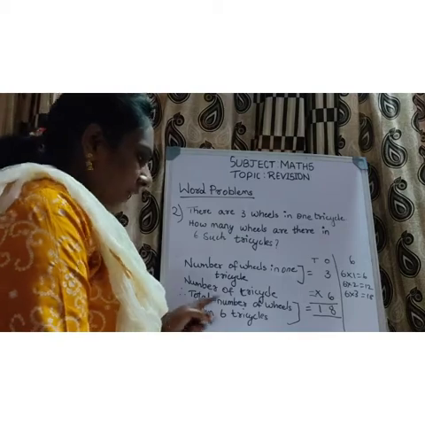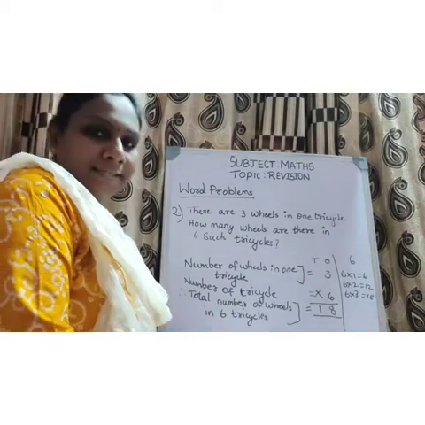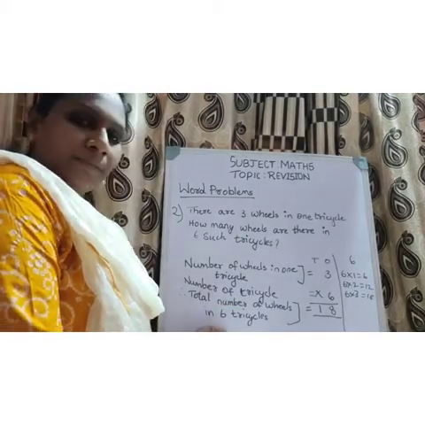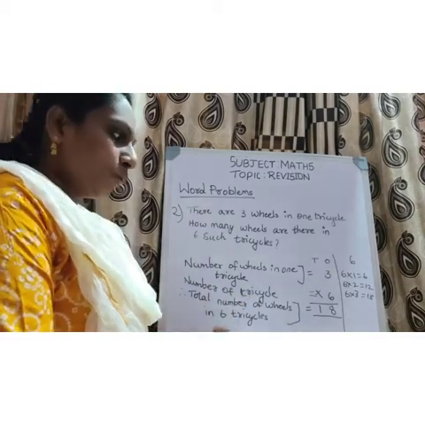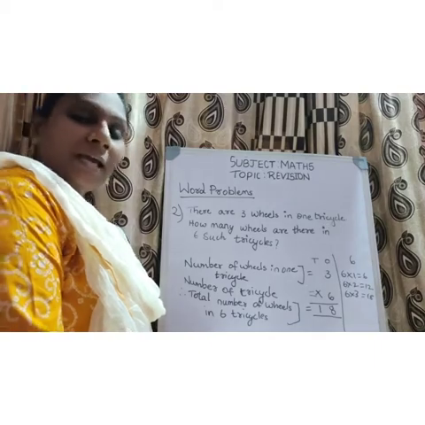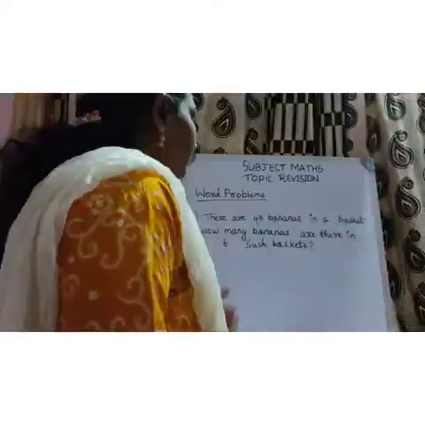Okay. So totally how many wheels are there in 6 tricycles, children? So there are how many wheels? 18 wheels are there. Okay. So totally how many wheels are there? There are 18 wheels. Okay.